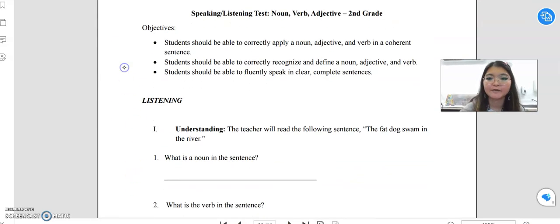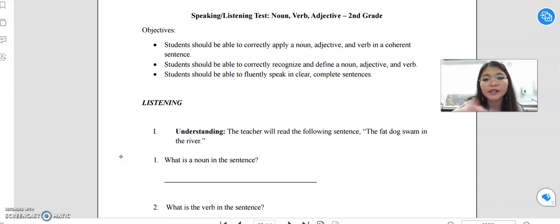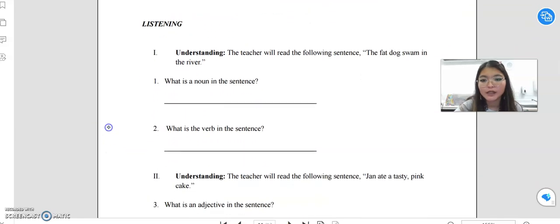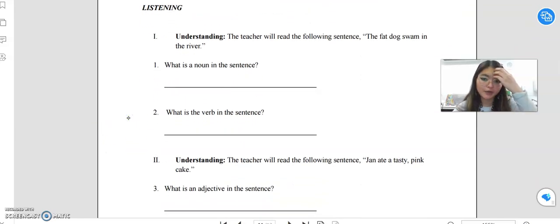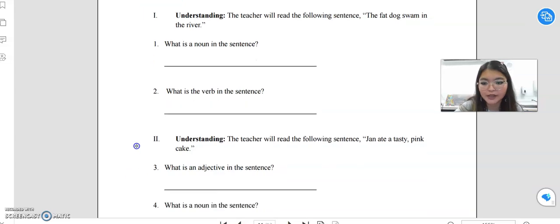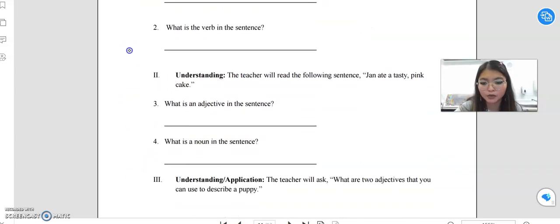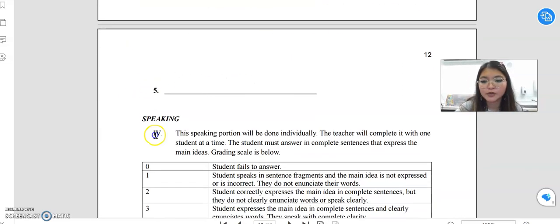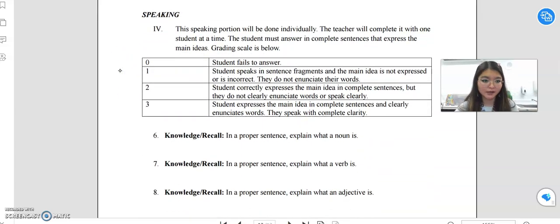Okay, and then lastly, I have my speaking and listening test. Those are my objectives. Also, this is for second graders and it focuses on nouns, verbs, and adjectives. So for the listening, the teacher will be the one talking and the students will be the ones answering the test. And this is something that can be done in a whole group as opposed to the speaking test, which is something that is done individually.